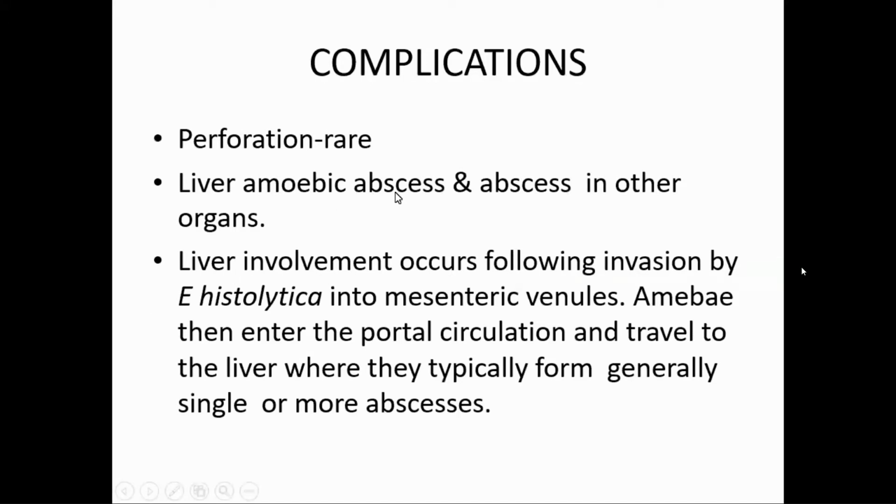So what is the liver amoebic abscess? Involvement occurs following invasion by E. histolytica into mesenteric venules. Those trophozoites enter the mesenteric venules, then the portal circulation, and travel to the liver where they typically form a single abscess. Generally, they are single. There may be multiple, but multiple abscesses usually mean pyogenic abscess; pyogenic bacteria cause multiple abscesses. Amoebic is generally single, but it may be two or three. That is the exception. So in the liver they form a single abscess, or maybe multiple, but multiple is rare. They reach the liver from the colon via the portal circulation.